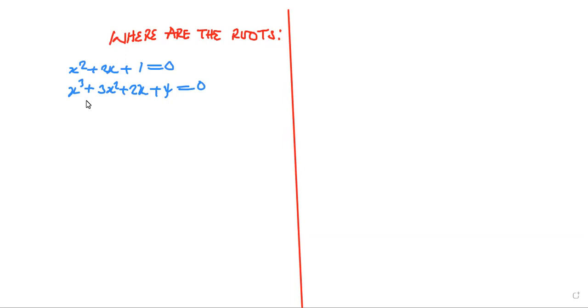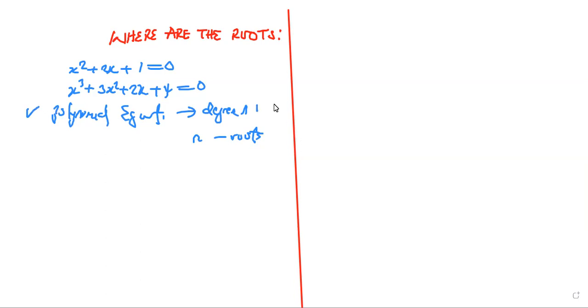roots because according to the fundamental theorem of algebra, every polynomial equation with degree n must have at least n roots. So if you have a polynomial equation that has degree n, then the number of roots must be equal to n as well. So therefore, this equation must have two roots. This equation must have two roots as well.